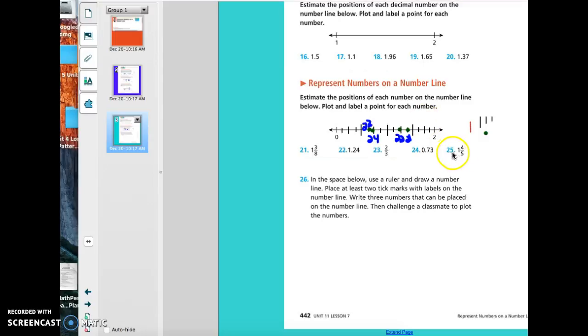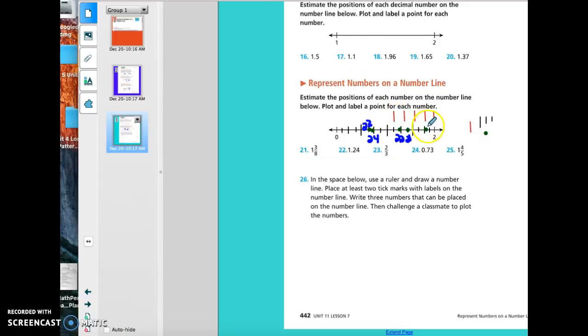All right, now our last number is 1 4/5. So I know it's greater than 1. It's going to fall in this section. And there's 5 different chunks, so I need to divide between 1 and 2 into 5 chunks before I can place it. So I'll go ahead and do that. All right, and now I can go ahead and use my dot, and I know it's going to be past that 1. I'm going to count over 4/5. So 1, 2, 3, 4/5. So that'll be number 25.